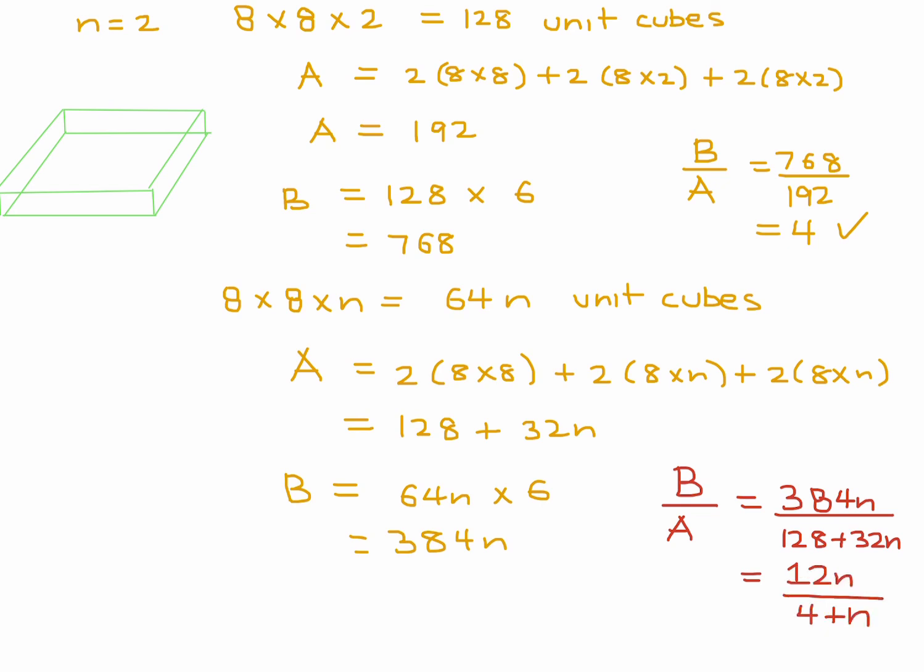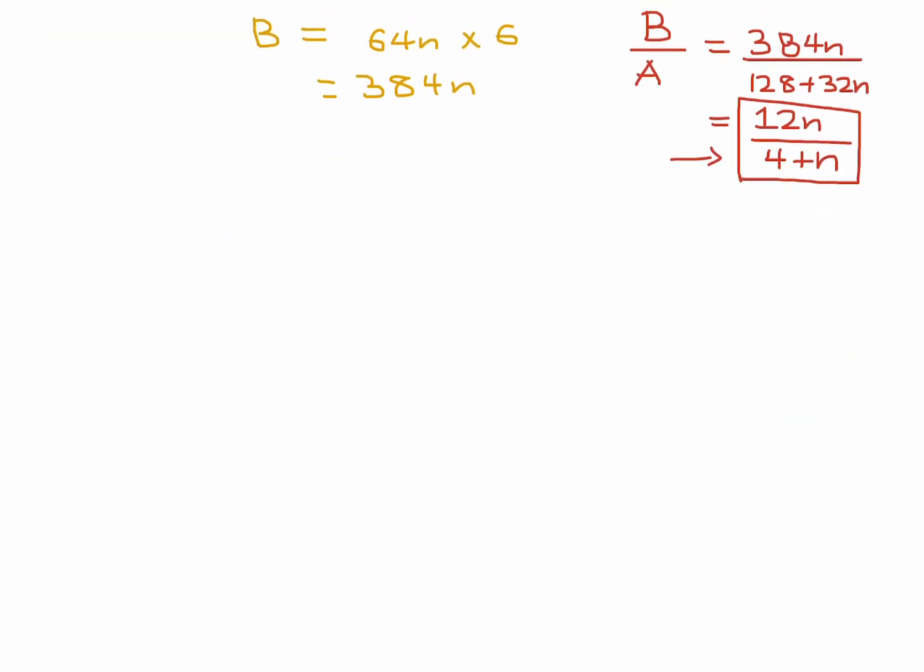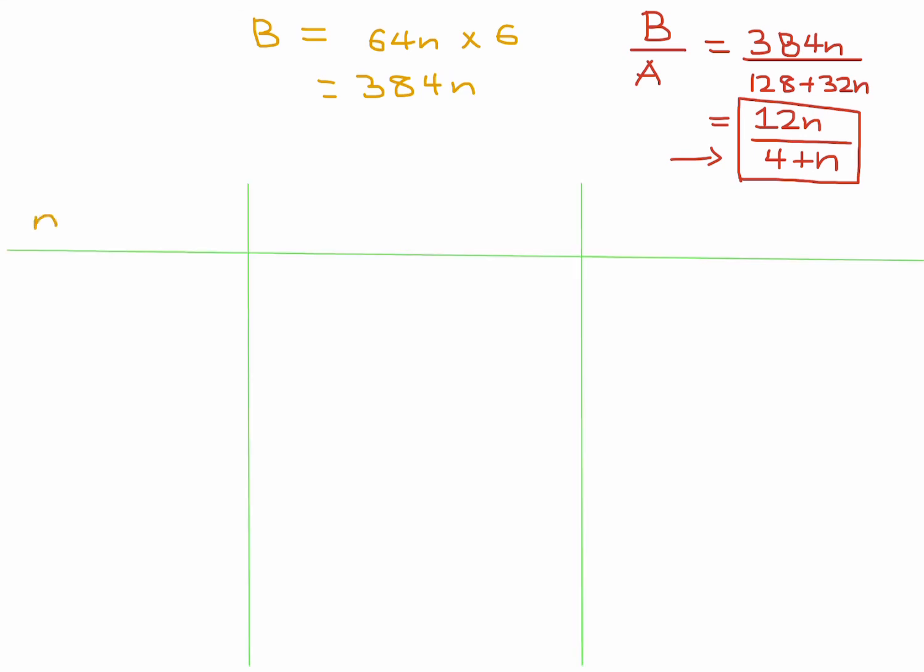All right, so this is very, very nice. I think I can work with this without too much problem. I've got to start plugging in values of n so that this becomes an integer. Okay, I'm sure I can do that. Let's make a table and proceed. So we got n, and then we have 12n over 4 plus n. So this is, at this point, just plug and play.